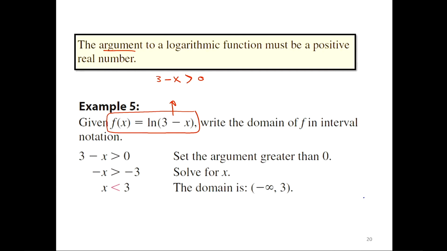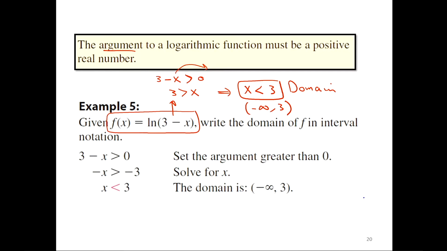Any value inside the logarithm must be positive. So 3 minus x must be greater than 0. Now, move the x to the other side. So we have 3 greater than x. So we can conclude x is less than 3. This is the domain. X must be less than 3, or from minus infinity to 3, like this.